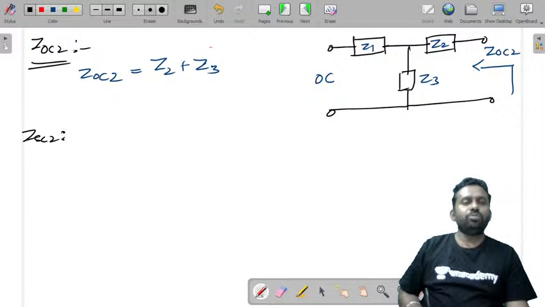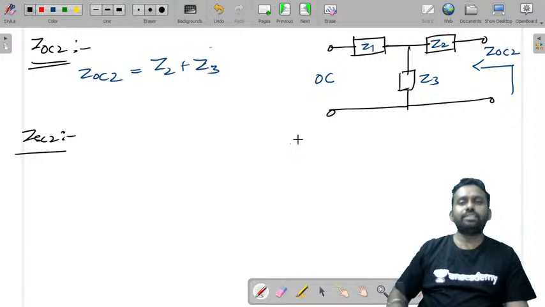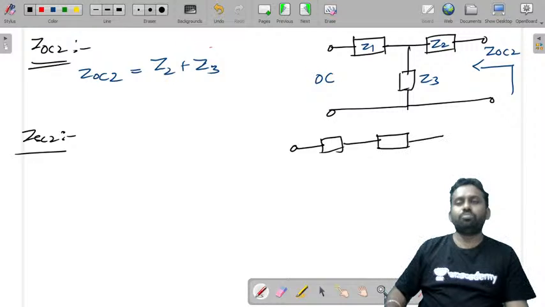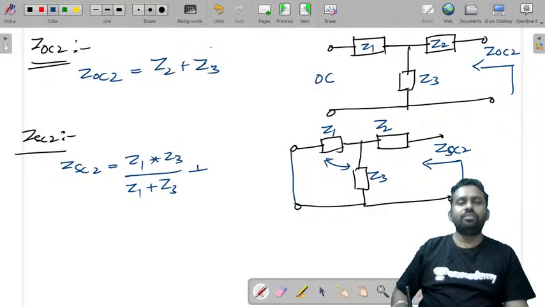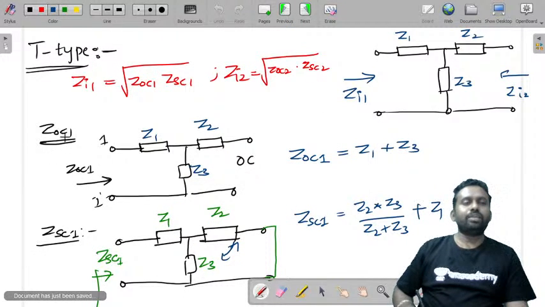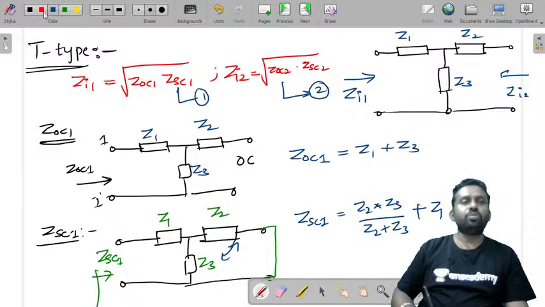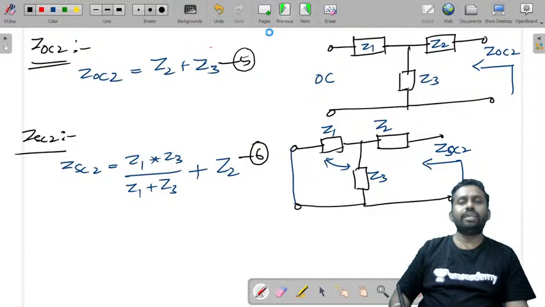Similarly, now let us find ZSC2. Now what is ZSC2? Consider the same network and short circuit the first port. If you short circuit this port, this is Z1, Z2, Z3, and if you are finding impedance here, ZSC2, so ZSC2 is equal to Z1 into Z3 by Z1 plus Z3, these two are in parallel, plus Z2. So these are ZOC1, ZOC2, ZSC1 and ZSC2. Now let's try to substitute this. Let us call this as equation 1, this as equation 2, and let this be equation 3, 4, 5 and 6.